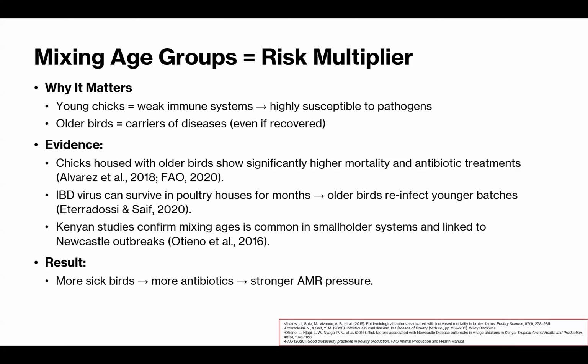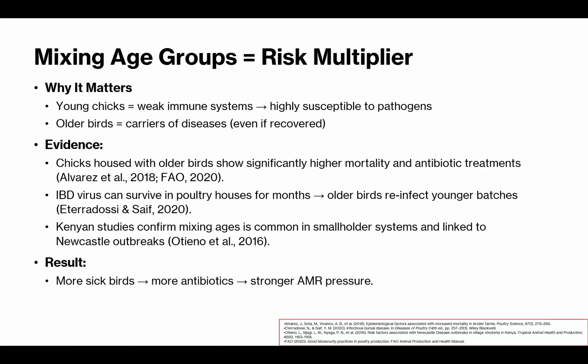So there is evidence, and we are doing evidence-based interventions in the field. Chick houses with older birds show significantly higher mortalities and antibiotic treatments, and this even influences growth rates, and these chicks don't meet market weight on time, and this is a problem. Infectious bursal disease virus can survive in poultry houses for months. So older birds reinfect younger batches. If you had older birds and you did not clean the house properly, some pathogens might persist in the environment. And when you introduce younger birds, these birds can be infected.